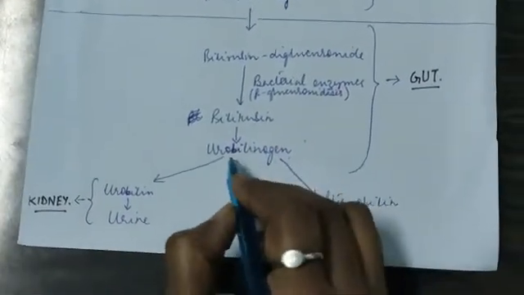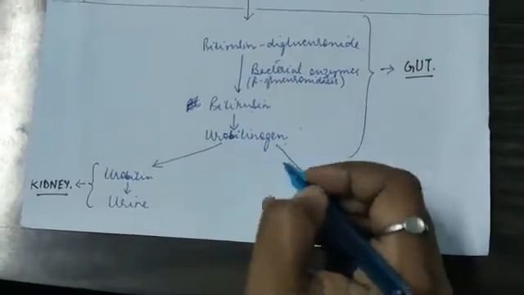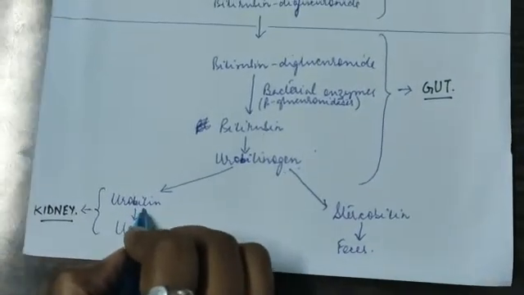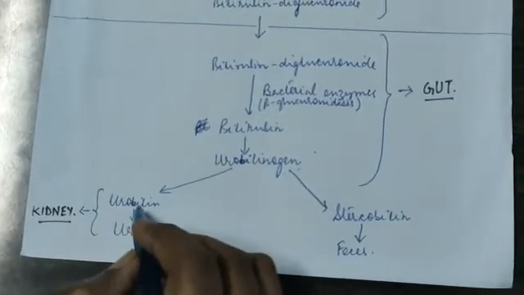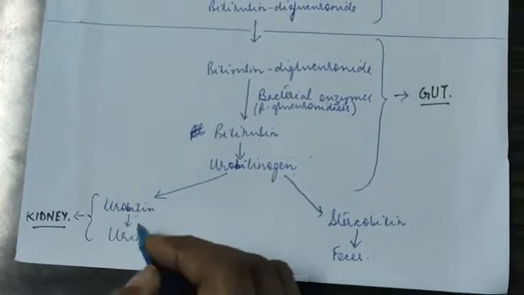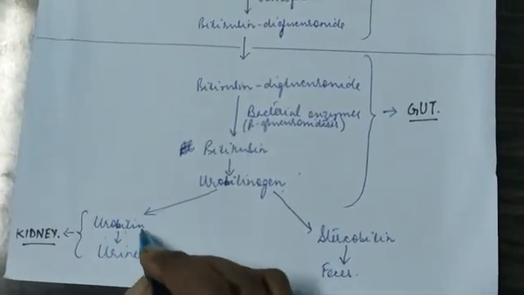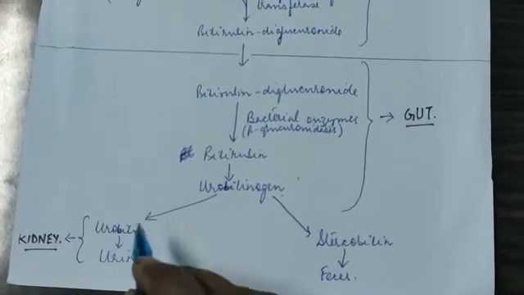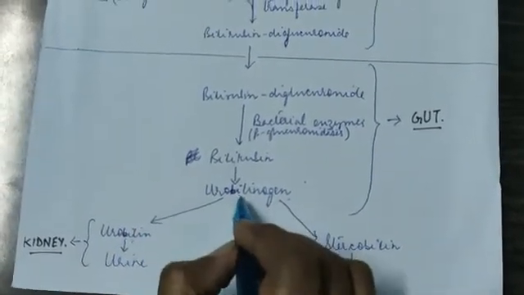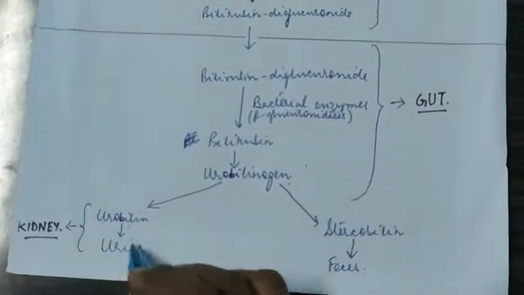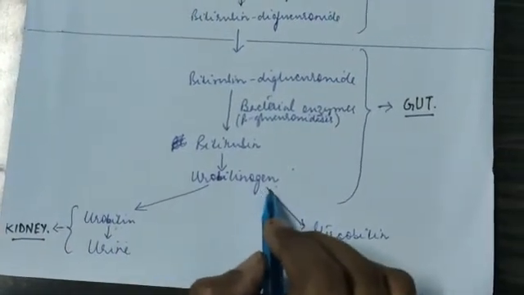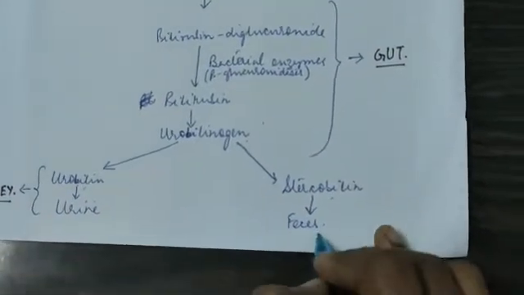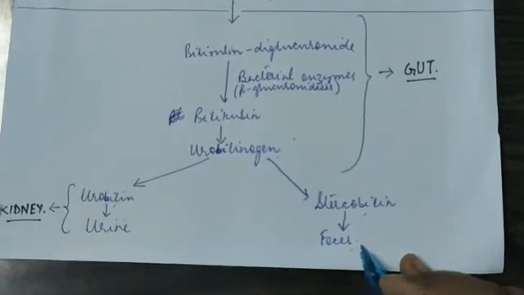Some part of this urobilinogen is reabsorbed in the blood plasma, and some part is converted to urobilin, which comes out through the kidney in the urine, and this urobilin gives the yellow color to the urine. So we get urobilin from urobilinogen, and this is the cause of the yellow color of the urine. Now a major part of urobilinogen gets converted to stercobilin, which comes out in the feces and is responsible for the brown color of the feces.